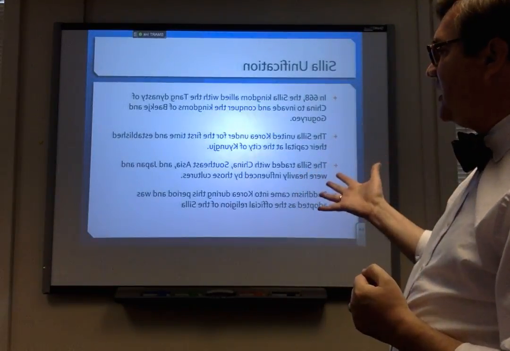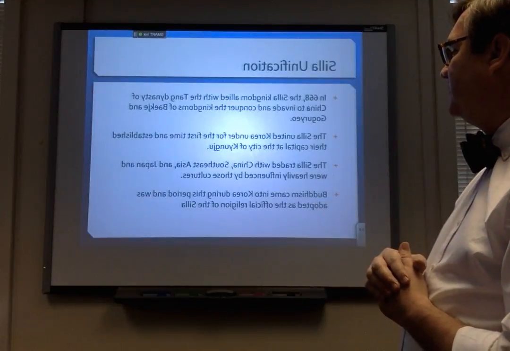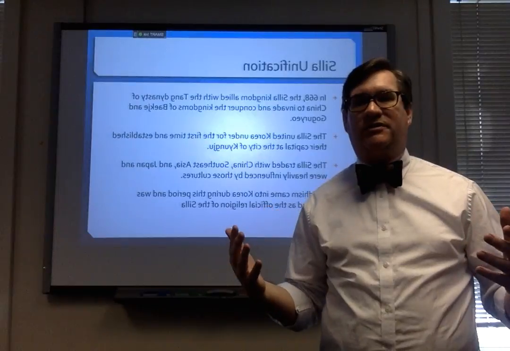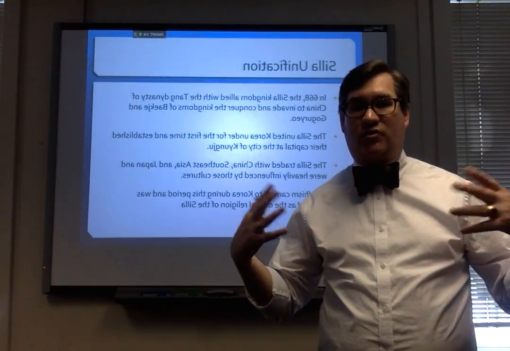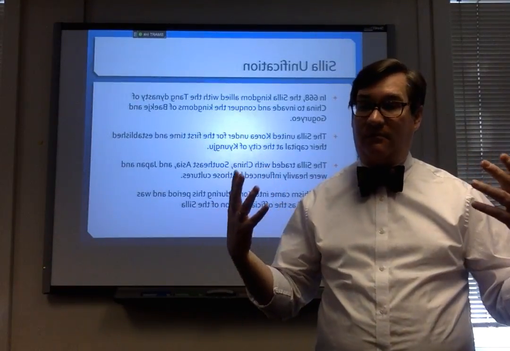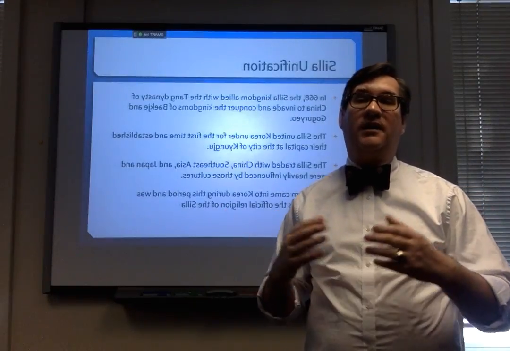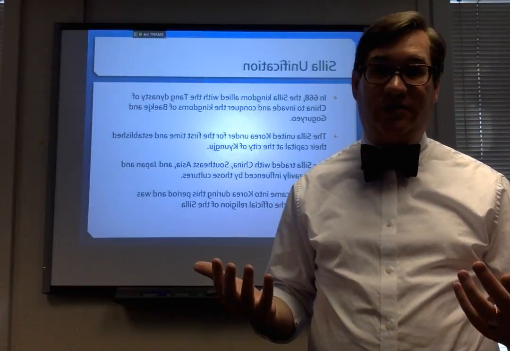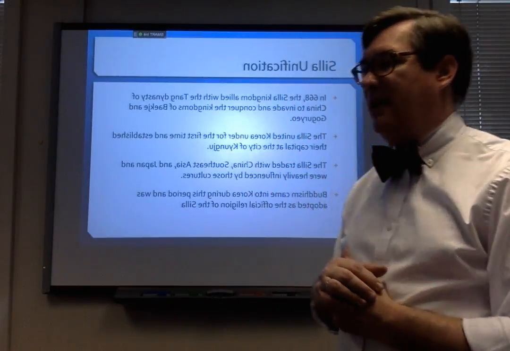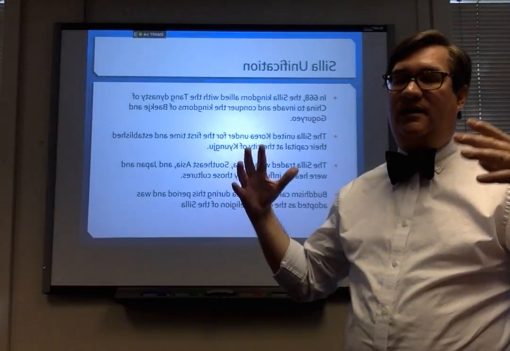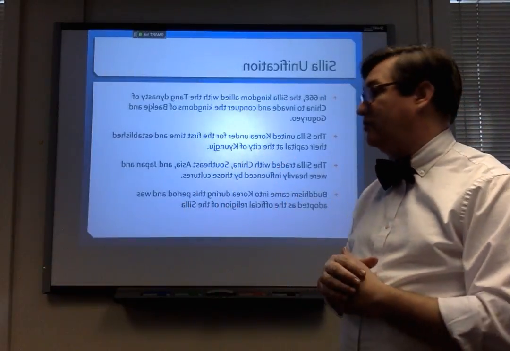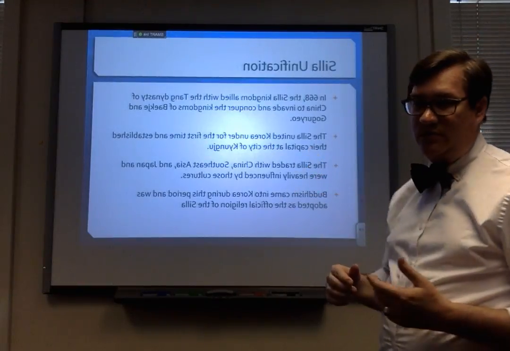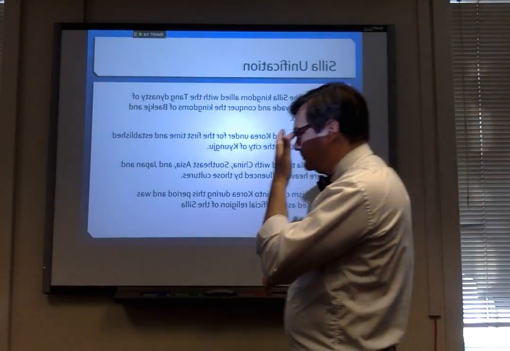The Shilla traded with China, Southeast Asia, and Japan, and were heavily influenced by those cultures. Okay, so when the Shilla establishes its kingdom, then it trades, and of course, not only items, but ideas flow into Korea, namely the idea of Buddhism. Buddhism becomes the national religion of the Shilla. They adopt it and build large temples and monuments to the Buddha, which we'll look at, right? So Buddhism came to Korea during the period and was adopted as official religion. Okay, so here's some examples of that.